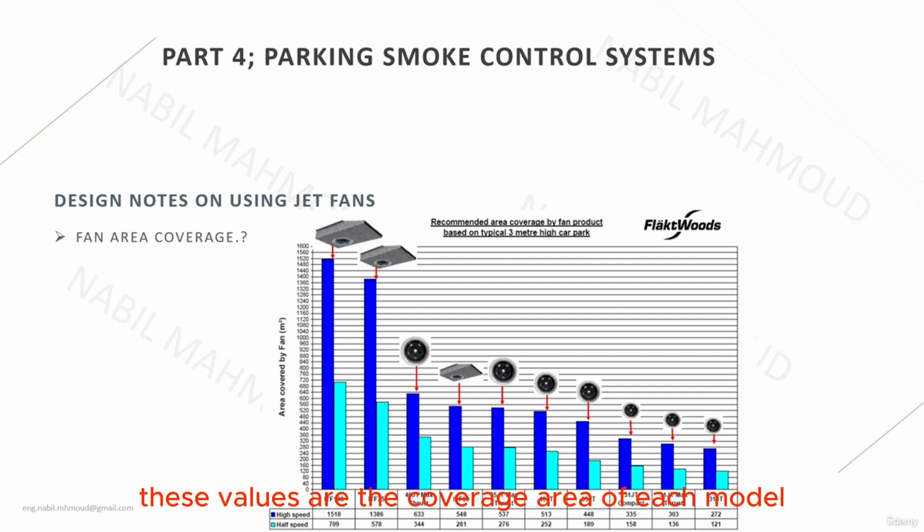These values are the coverage area of each model of these fans, and you can notice two colors. The cyan color, or the light color, is the coverage area of the fan in the normal or the low speed mode, while the dark blue color is the coverage area of the fan in the high speed mode. And you can see an illustration of the photo for each model, which helps illustrate the difference between each of these models. The first thing you will notice is that the smallest in diameter are located on the right side of the screen, and the highest in diameter are located on the left.